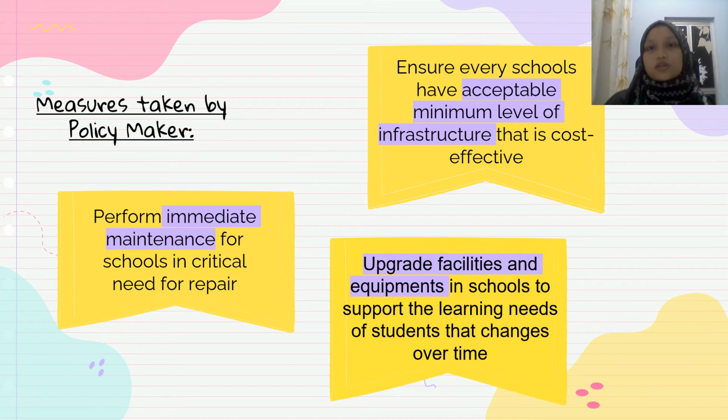So the policymaker wants to ensure that every school has an acceptable minimum level of infrastructure that is cost effective. They also want to make sure that the school performs immediate maintenance for schools in critical need of repair. So if there are facilities or equipment that need maintenance, the schools need to make sure that they do it quickly in order to make sure that the students have a suitable learning place. And the policymaker also wants to make sure that they upgrade facilities and equipment in school to support the learning needs of the students that change over time.